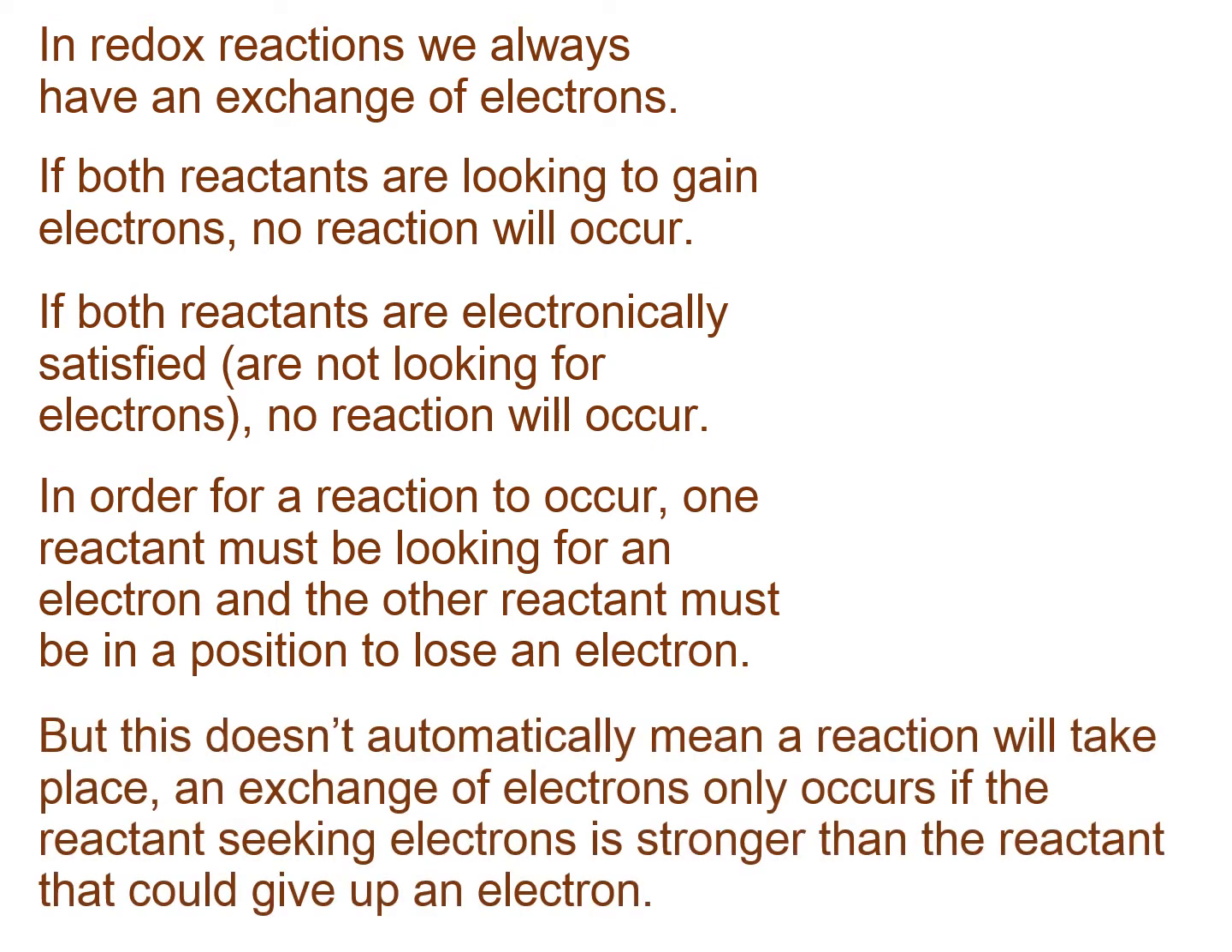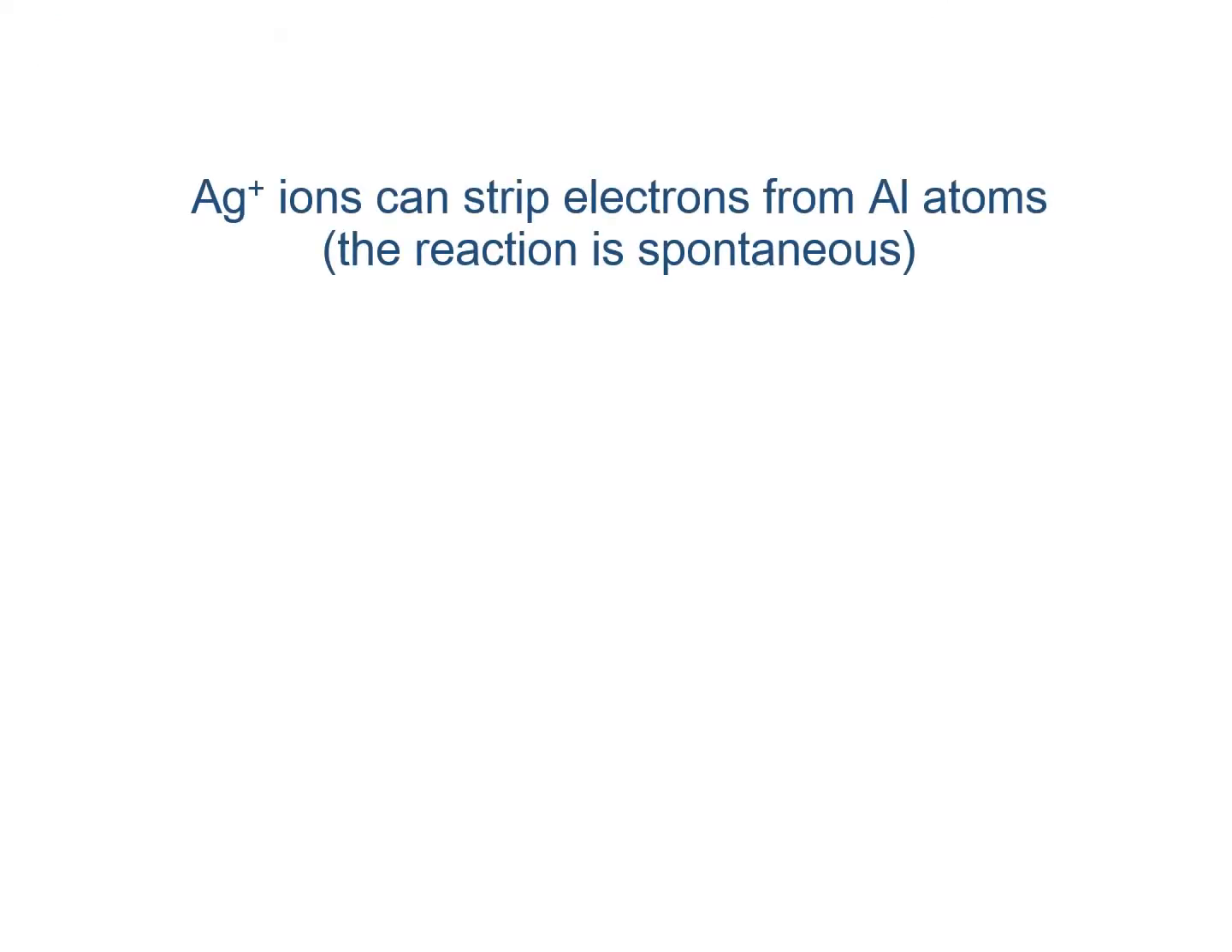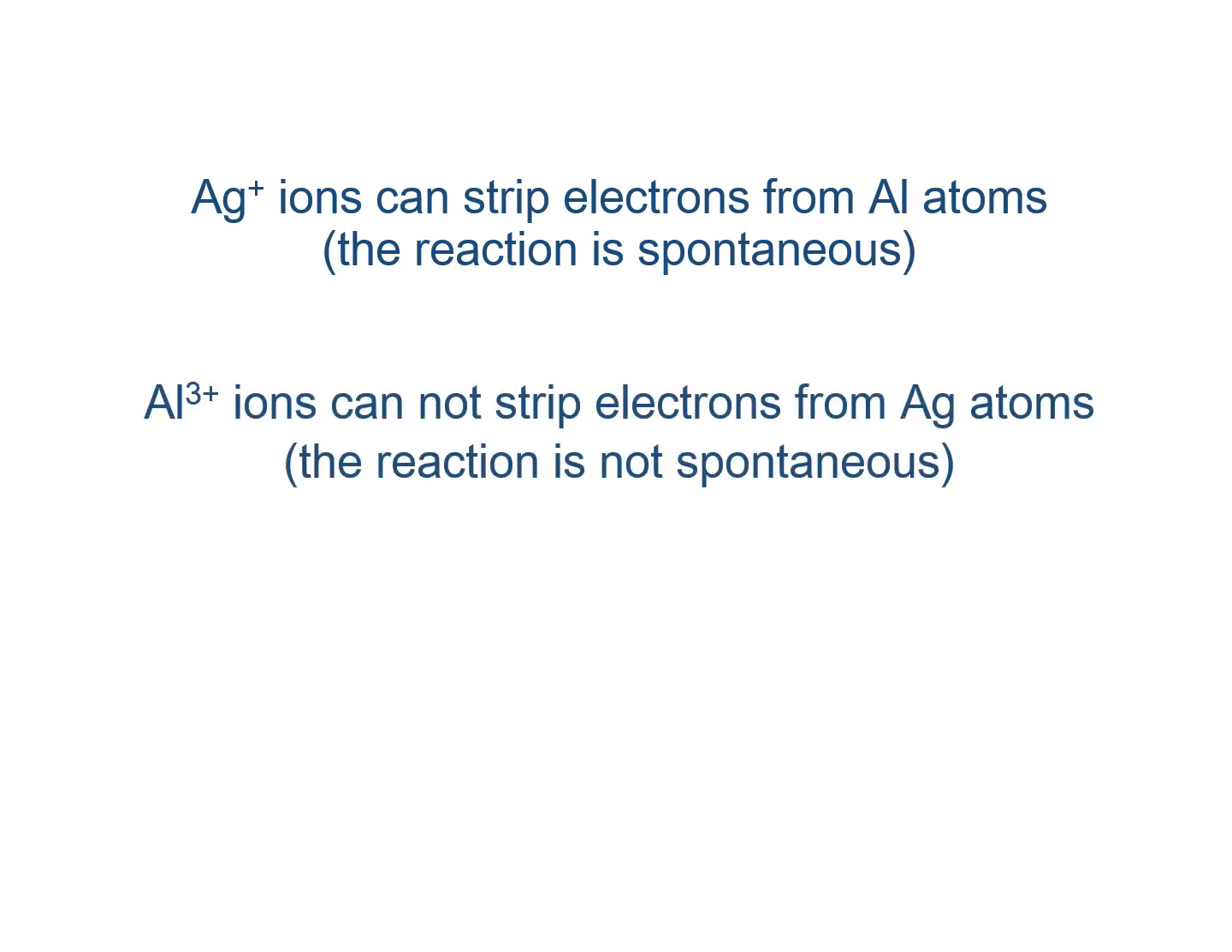But that doesn't automatically mean a reaction will take place. An exchange of electrons only occurs if the reactant seeking electrons is stronger than the reactant that could give up the electron. Silver ions can strip electrons from aluminum atoms. We call this a spontaneous reaction. But aluminum ions cannot strip electrons from silver atoms. We say this is not a spontaneous reaction, meaning if put together, there would not be a reaction.